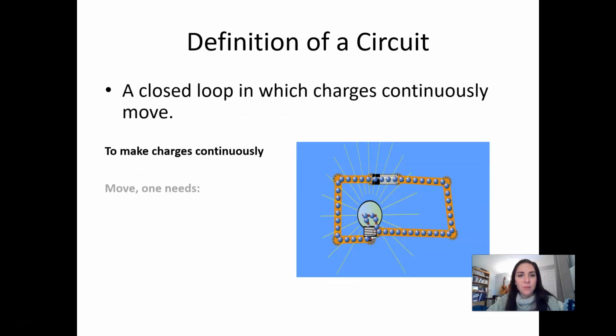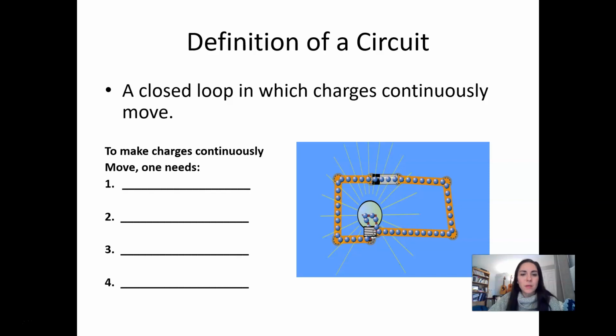There are four components needed to make a circuit work. A circuit is a closed loop in which charges continuously move. As you can see in my image here, I have a light bulb, a battery, and all these little blue dots here, and we'll talk about what those mean as well.